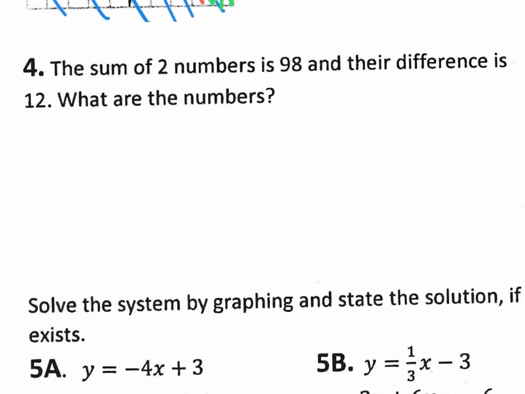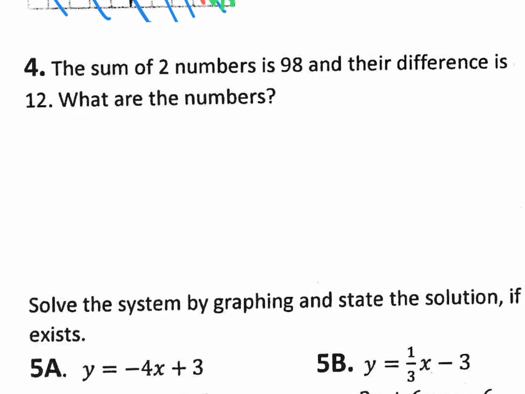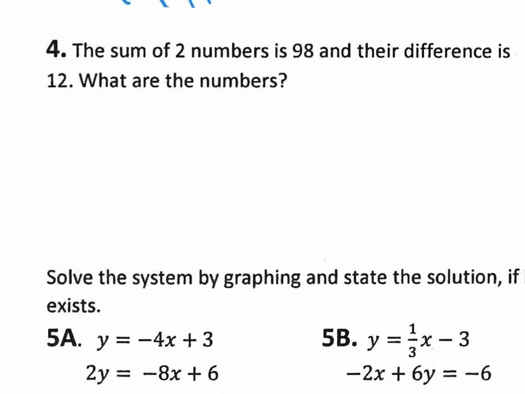Number 4, listen up, guys. You're going to have one of these on the midterm. It says the sum. What does sum mean? Plus. And we're going to be adding 2 numbers because they don't tell us what the numbers are, but they tell you that their sum is, which means equals 98. So if you have a number x plus a number y, it's going to equal 98. I hope everybody's with me here.